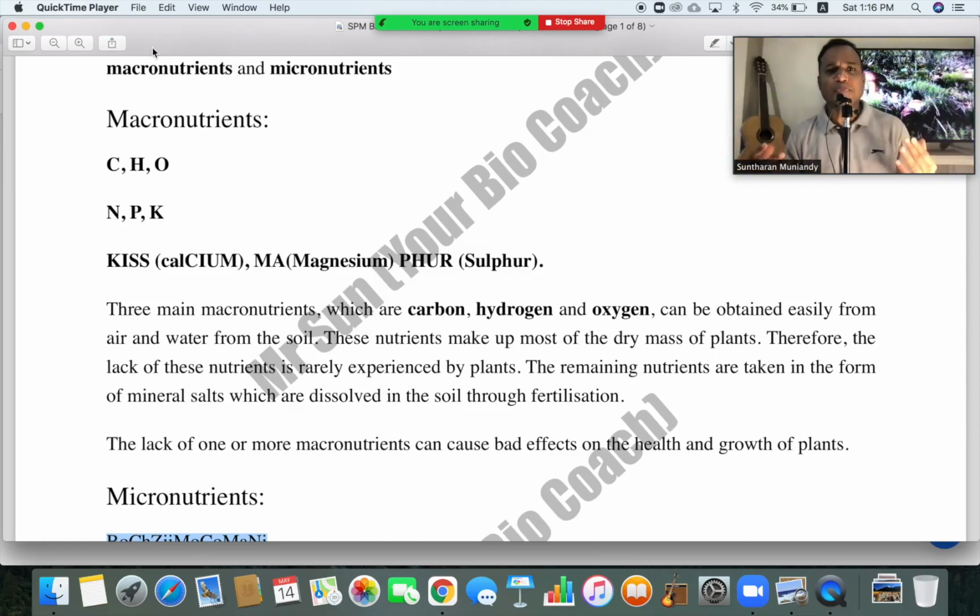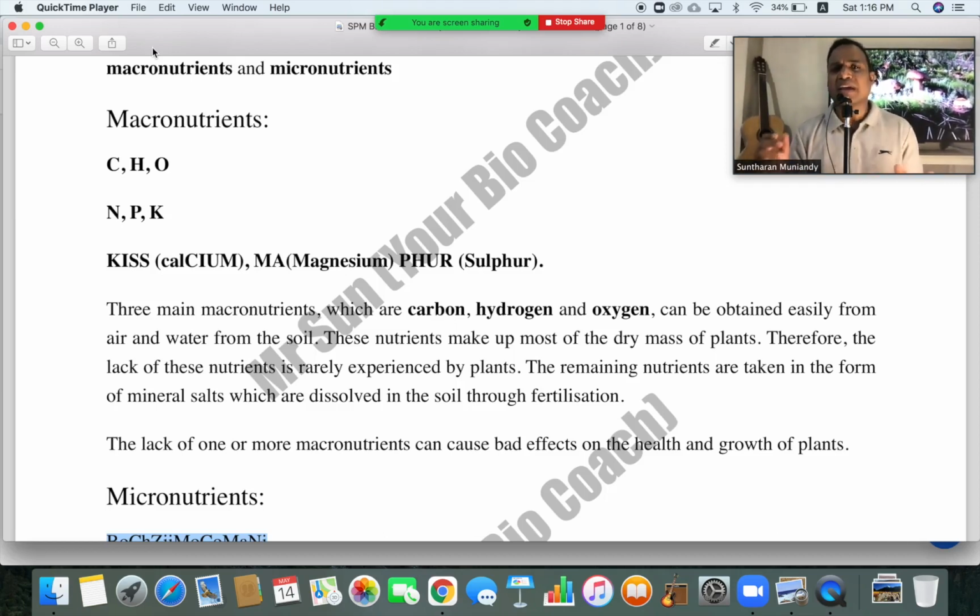Now, carbon, hydrogen, and oxygen make up most of the dry mass of the plants. Therefore, lack of these nutrients is rarely experienced by the plants.